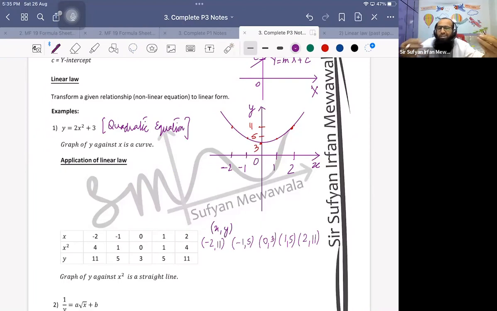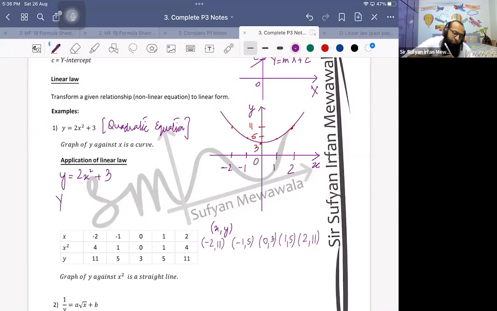Now what does linear law tell us? Linear law tells us to convert the given equation into the form y equals mx plus c and accordingly change the axis. How to do that? This is something that we need to learn. Always write the equation first. The equation is y equals 2x square plus 3.